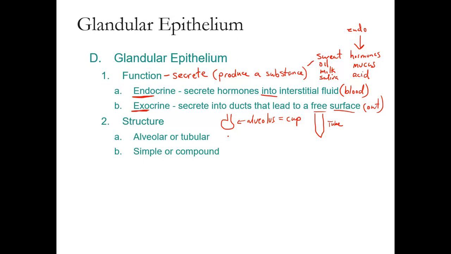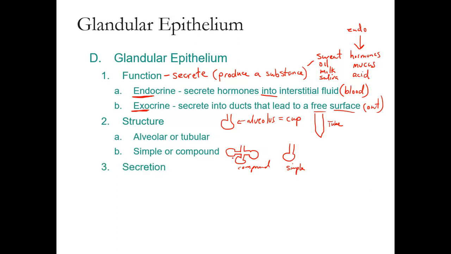They can be simple or compound. These are both simple. They're just one thing. Compound would be where we have a gland that comes down, and then you have multiple alveoli. This would be a compound versus simple. Okay, so we have big, complex, compound glands, and we have really simple glands.